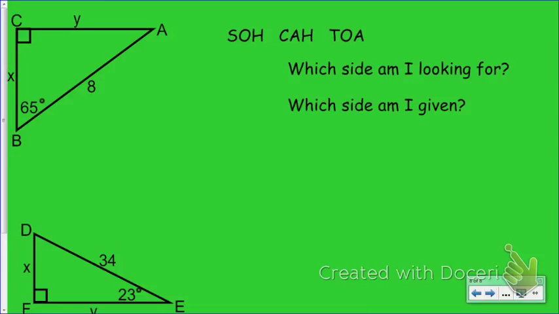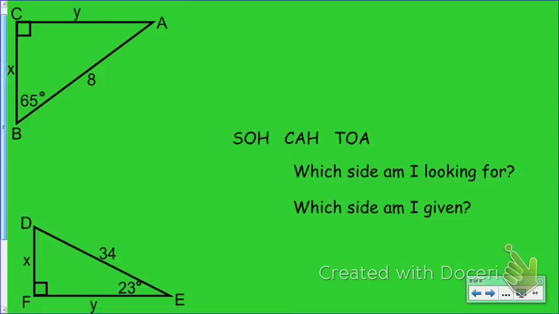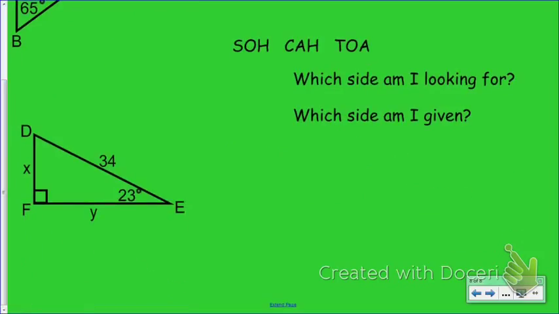So we'll slide our words down here and scroll down. Okay, so the first decision we have to make is which corner are we going from? In this case, we'll go from corner E, because that's where the 23 degrees is. And if we're trying to find x, which side am I looking for? Well, from this corner, the x would be the opposite, and the y would be the adjacent. The 34 would be the hypotenuse.